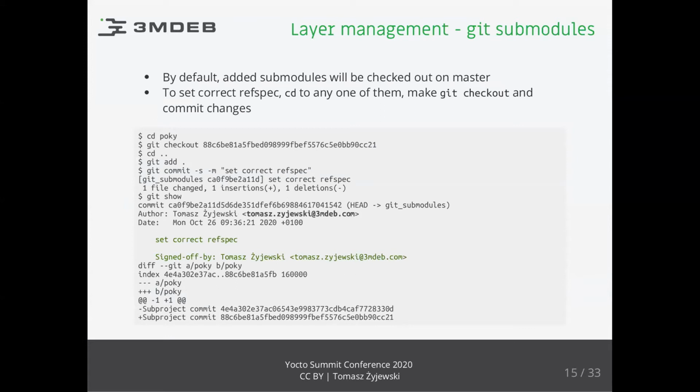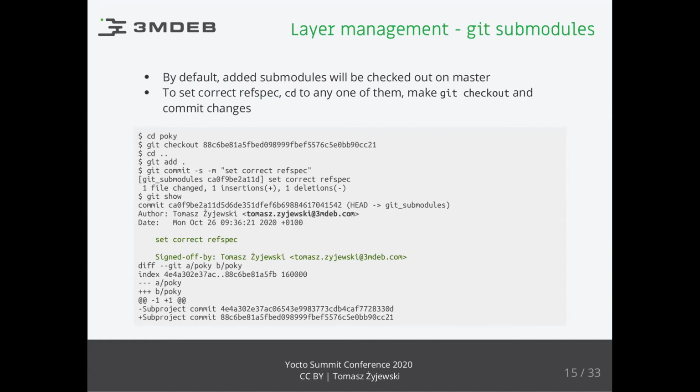Okay, so after we add layers to our custom meta layer and we check where they are checked out, we can see that they are checked out on the top commit from the master branch. To set the appropriate revision, enter a given layer and set the revision, then exit that layer and commit the changes. So for Poky, it will be cd to the Poky directory, then git checkout to our specific revision, then cd out from that directory, add changes, and run git commit.